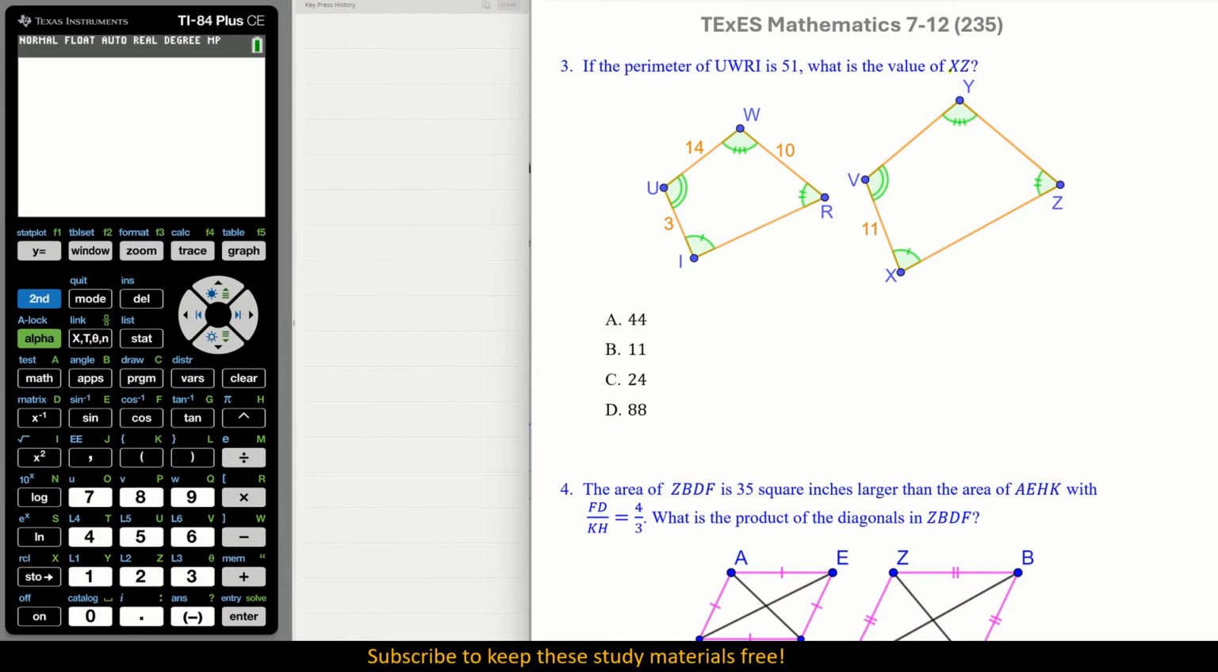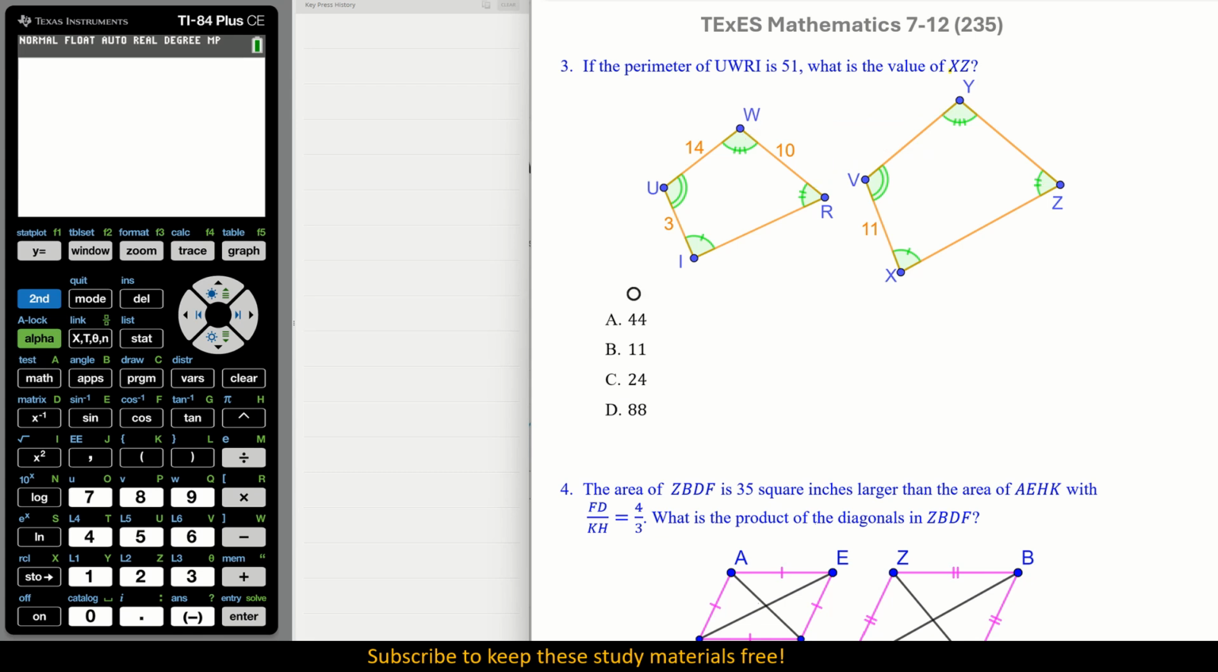Number 3. If the perimeter of UWRI is 51, what is the value of XZ? We know that our two shapes are similar because, even though they're scaling, they've shown us that all the corresponding angles are congruent. So if we look at this angle, it's corresponding, and then we go over. If you see the pattern, that's a clue that this is good to go. Otherwise, because there aren't other telltale signs of the shape, I wouldn't be able to use it. And they don't give me a scale factor and they don't tell me they're similar. So the angle measures are saying these are okay.